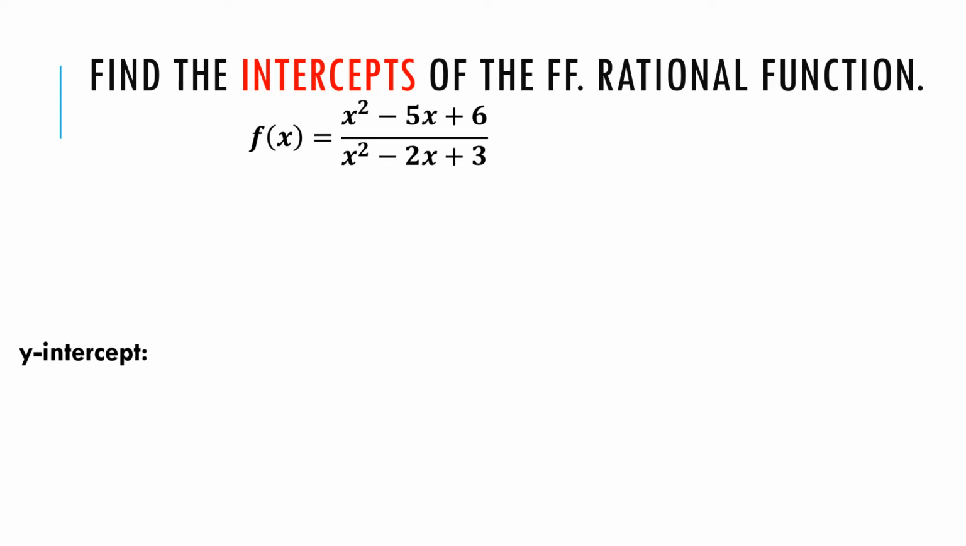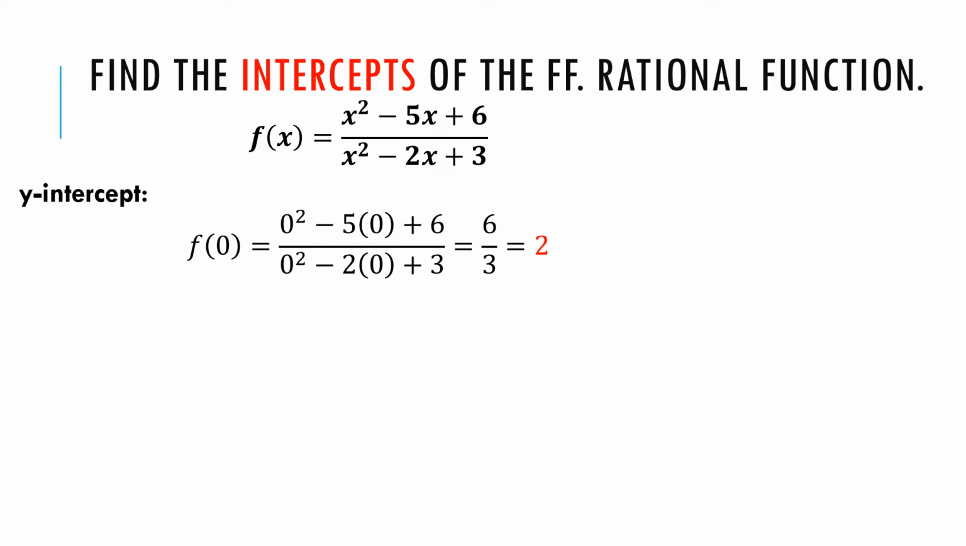Another example, we have f of x is equal to x squared minus 5x plus 6 all over x squared minus 2x plus 3. Let's find the y-intercept. Again, to find the value of this, ang gagawin nyo lang, gawing 0 ang lahat ng x na variables. So, 0 squared minus 5 times 0 plus 6. The answer is 6 sa numerator. And sa denominator naman, 0 squared minus 2 times 0 plus 3. And the answer is 3. 6 divided by 3. The answer is 2. So that means kung 0 ang x, 2 ang kanyang labas.